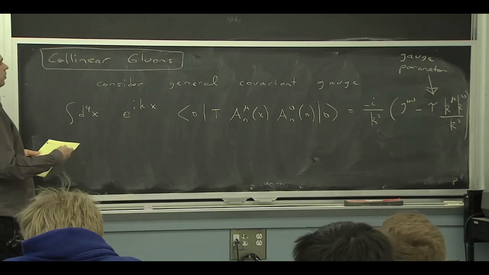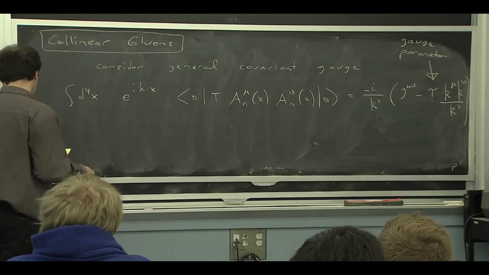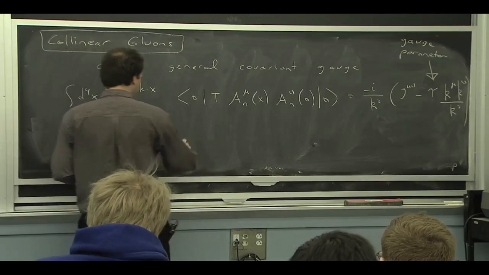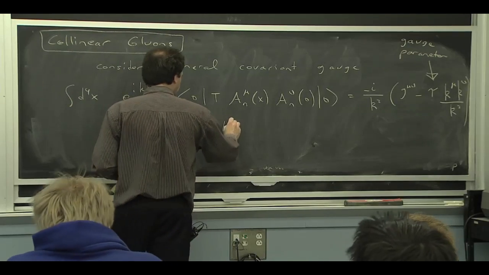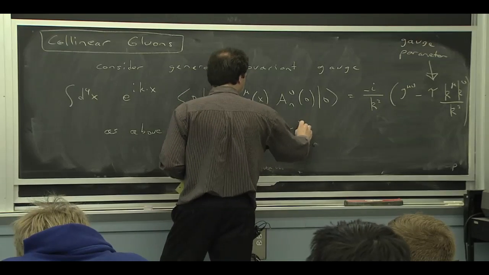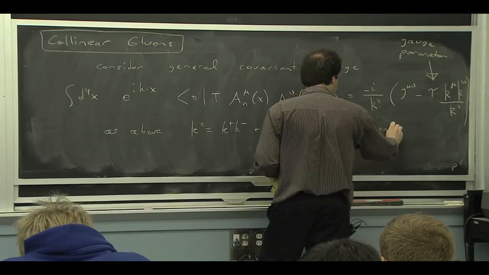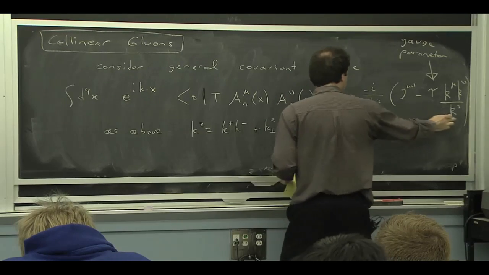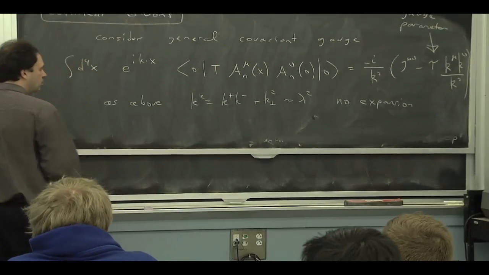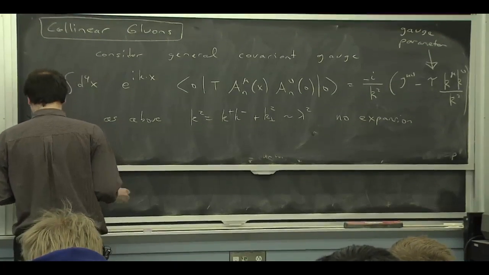So that's the gauge parameter of the general covariant gauge, and this is a full theory result. The thing that makes it collinear is if we say that k has a collinear scaling. So as above, k squared is k plus k minus plus k perp squared. That's of order lambda squared. And there's no expansion in there. And there's two k squareds here. There's one there and there's one there. And if you start looking at g mu nu minus k mu k nu over k squared, you also find that the terms there are the same size.